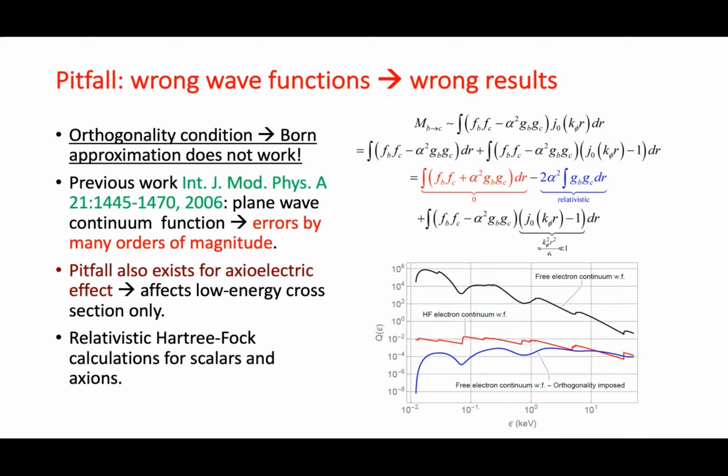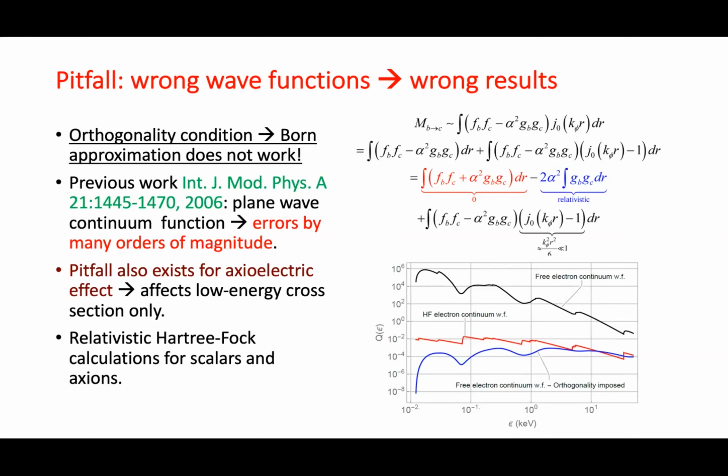Also, we found that a similar pitfall exists for axioelectric effect. But in axioelectric effect, this orthogonality condition appears in a next multiple, not in the dominant multiple, so the effect is not so dramatic. Still, it's worth doing it properly. So the Born approximation does not give you correct results even for axioelectric effect. You should do it more accurately, with relativistic Hartree-Fock calculations.